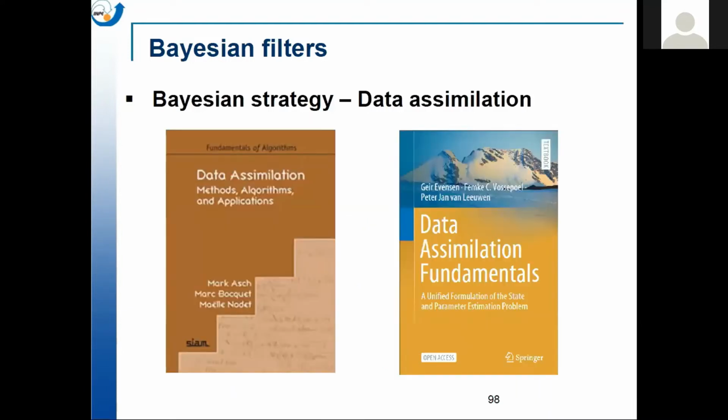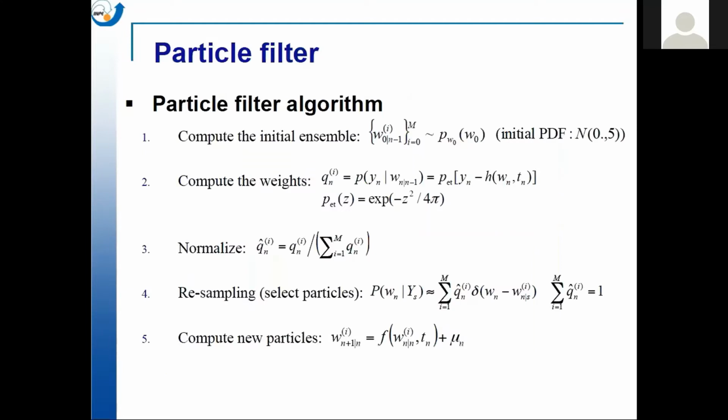More about Bayesian filters you can find in these 2 books here: Data Assimilation: Mathematical Algorithms and Applications, Mark Asch, Marc Bocquet, and Maëlle Nodet, and Data Assimilation Fundamentals, Geir Evensen, Femke Vossepoel, and Peter van Leeuwen. With these 2 books you can get much more information about Bayesian filters.